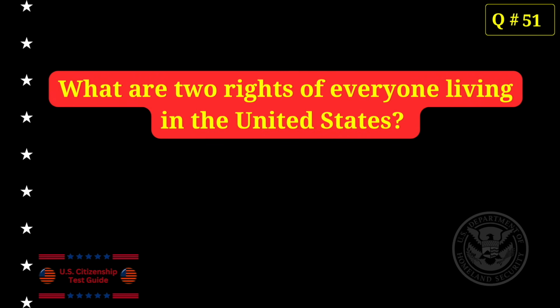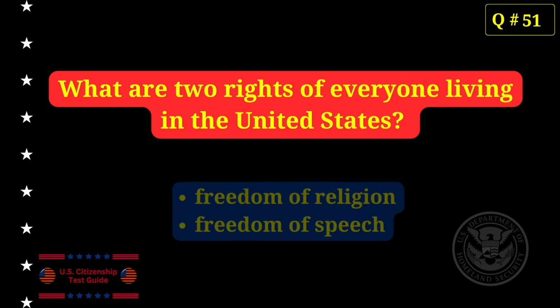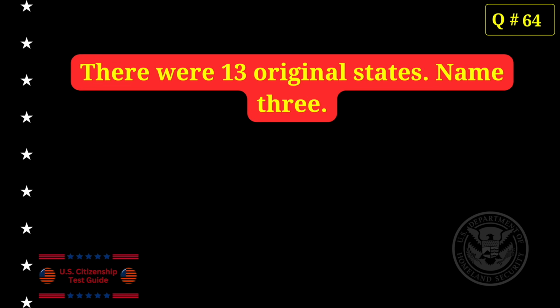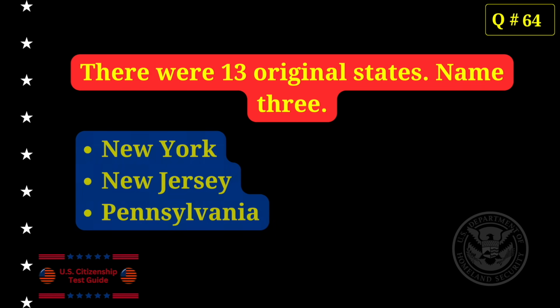What are two rights of everyone living in the United States? Freedom of religion, freedom of speech. There were 13 original states. Name 3. New York, New Jersey, and Pennsylvania.